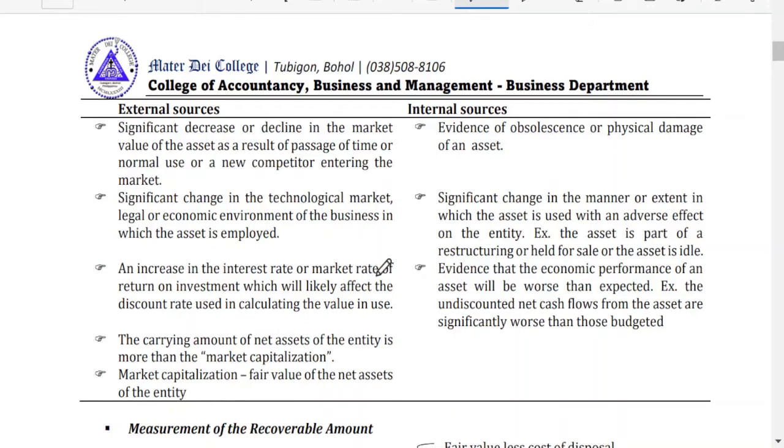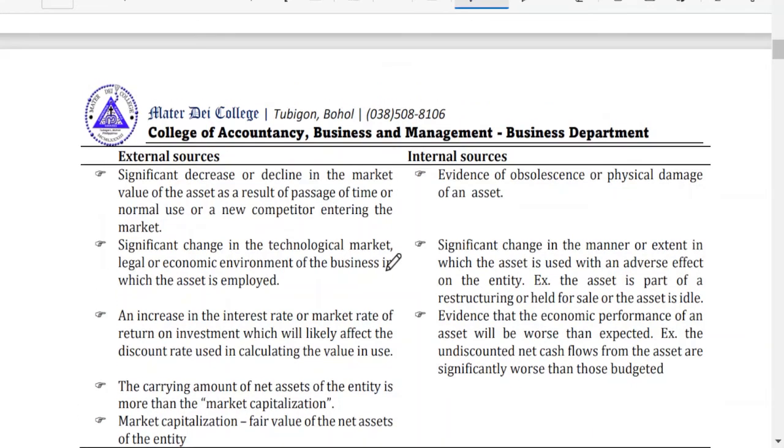If we're talking about the internal sources of information which are indicative of impairment, we have evidence of obsolescence or physical damage of an asset. It could also be a significant change in the manner or extent in which the asset is used with an adverse effect on the entity, like the asset is part of a restructuring or held for sale, or the asset is idle, and evidence that the economic performance of an asset will be worse than expected. For example, the undiscounted net cash flows from the asset are significantly worse than those budgeted.